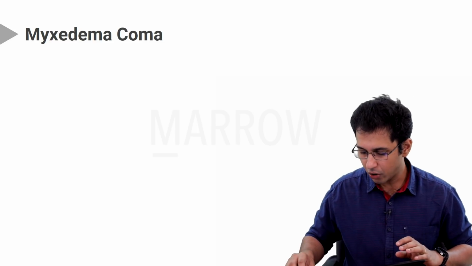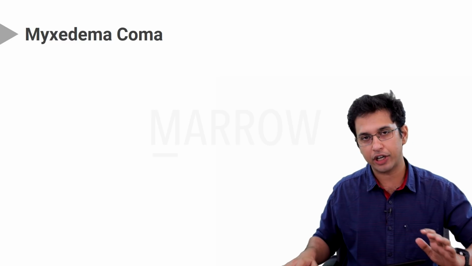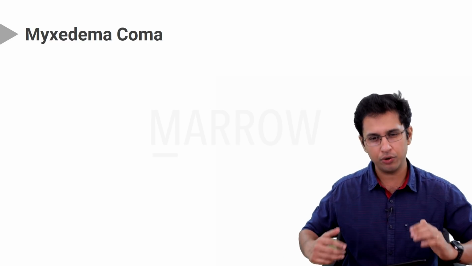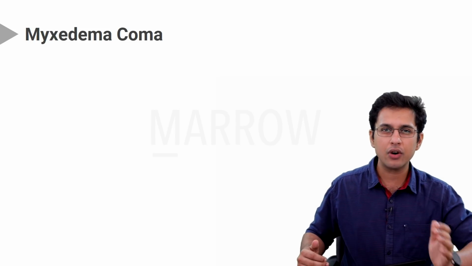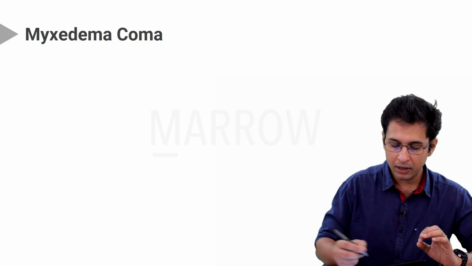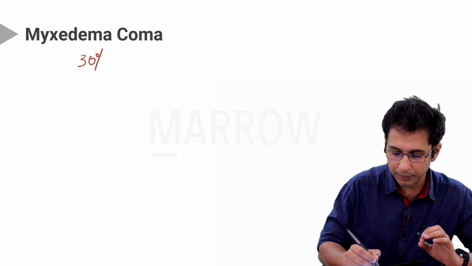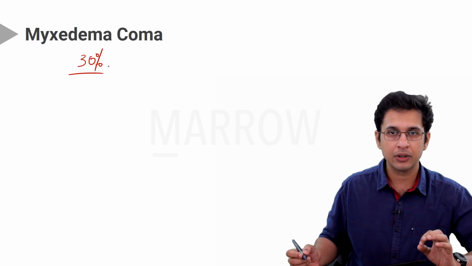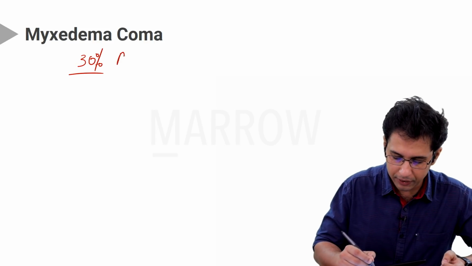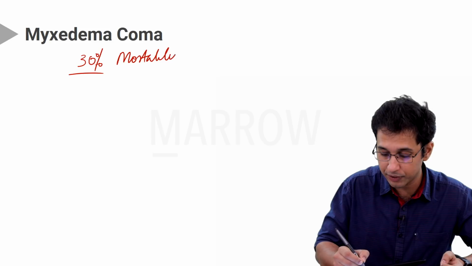Now myxedema coma, you will mostly see this patient in a casualty or in the ICU, right? The patient is usually an elderly female, non-compliant with the medication. You know what is the most striking thing about myxedema coma? The mortality is 30%. That too with the treatment. Significant mortality, right? We are talking about 30% mortality.